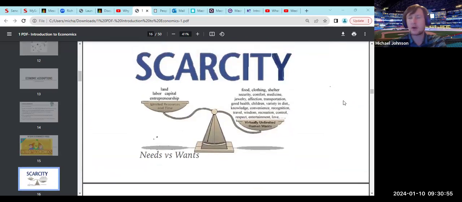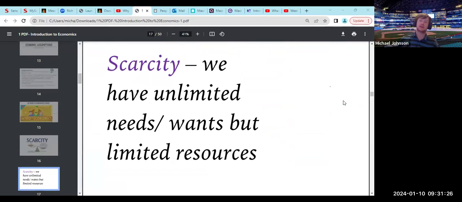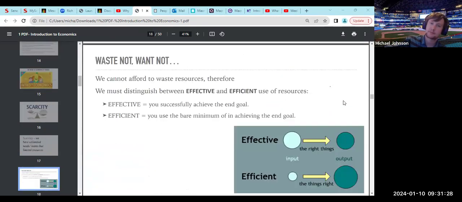So, scarcity. We have limited resources such as land, labor, capital, and entrepreneurship, but we have to choose what we can get from them. We have unlimited wants, though. So we have to choose what we can spend those resources on in terms of food, clothing, shelter, security, comfort, medicine, jewelry, and many other things. Scarcity: we have unlimited needs and wants, but limited resources.